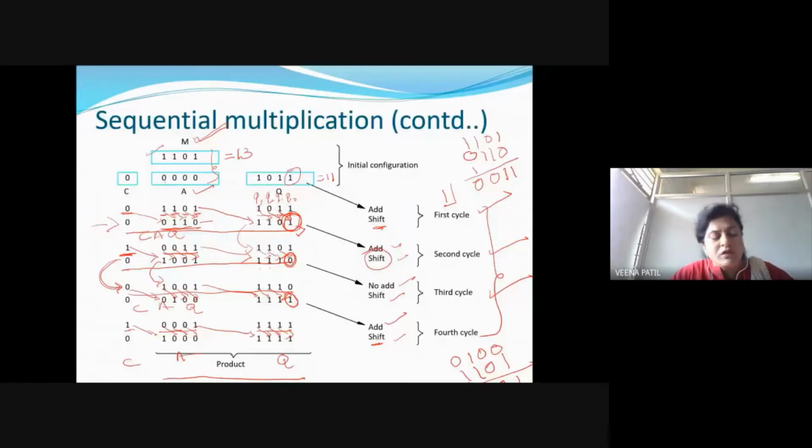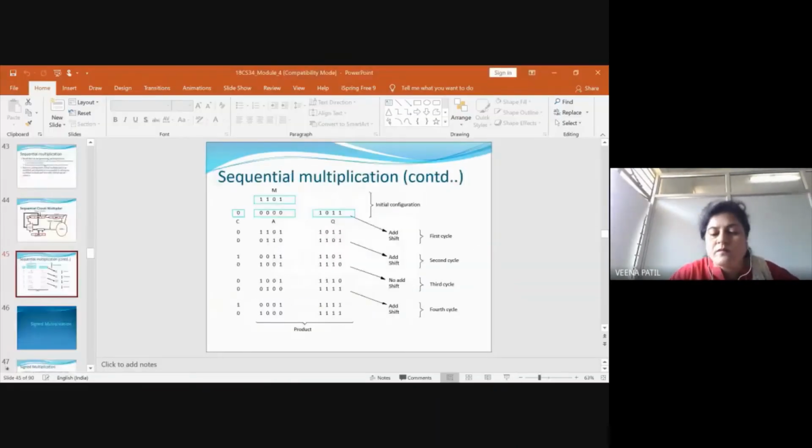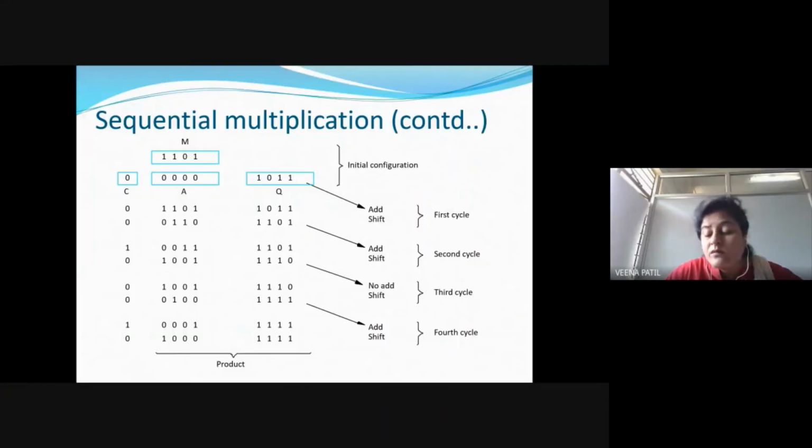Okay, any doubts in this? You can ask me. Any doubts? Because division is also somewhat the same: multiplication is repeated addition, division is repeated subtraction, right? So any doubts, please ask me. If you have not understood, I will repeat it.